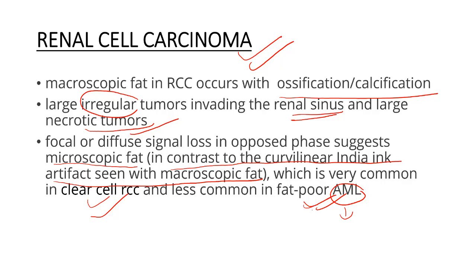Okay? But in fat poor AML, we are comparing here two things. One is the clear cell RCC, another one is the fat poor AML. Both are different entities. Like in AML, we are considering fat poor AML, and in RCC we are considering clear cell RCC. So here what they are saying, in contrast to the curvilinear Indian ink artifact seen with macroscopic fat, focal or diffuse signal loss in opposed phase suggests microscopic fat. Microscopic fat is common in clear cell RCC and less common in fat poor AML. So if you are able to see microscopic fat, then you are more probable to go to the diagnosis of clear cell RCC. Okay.